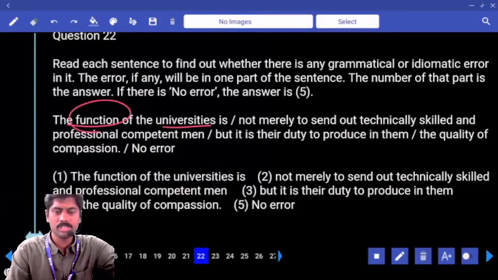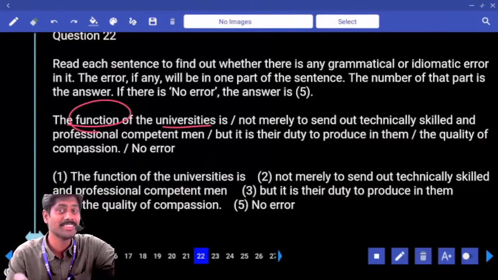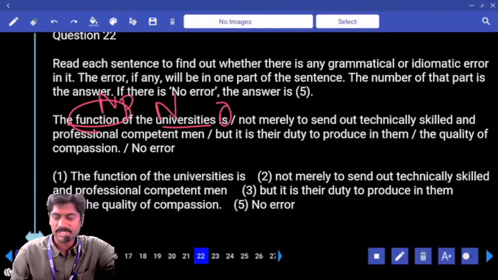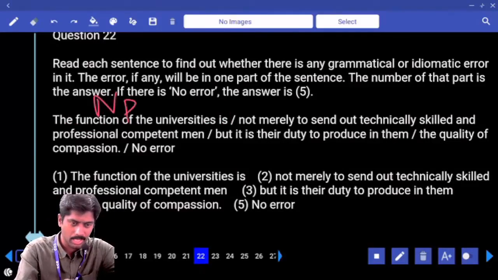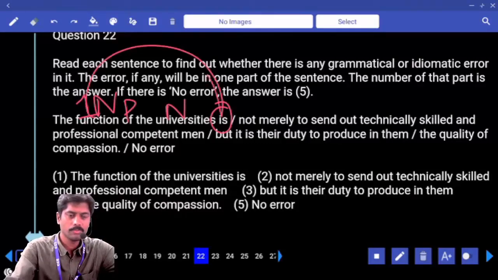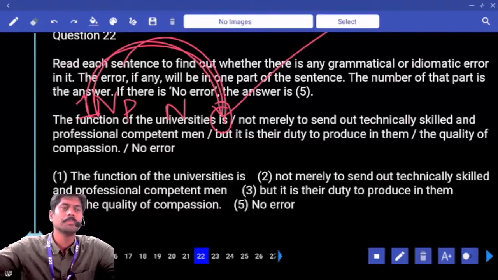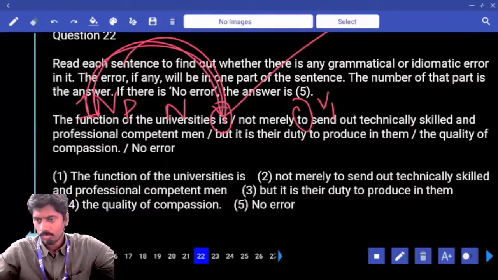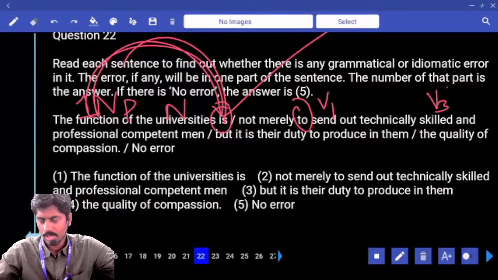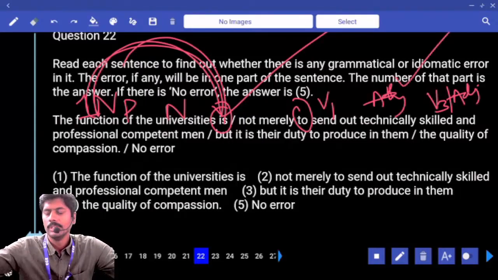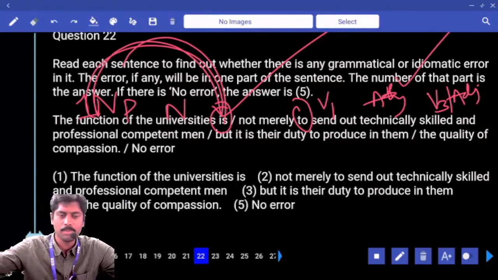Function of the universities, is it correct? Noun, preposition, noun. If a sentence is starting with NPN, the verb is decided based on the first noun. First noun is function, is correct only. The function is not merely to V1, okay? To send out technically skilled. Skilled is V3 or adjective. LY adverb, okay, correct combination. Technically skilled and professional competent men.